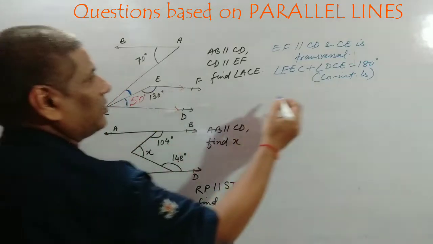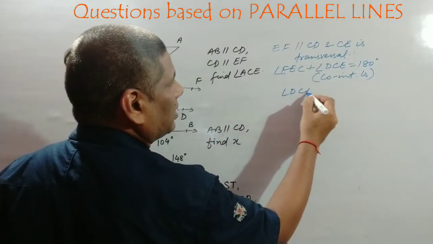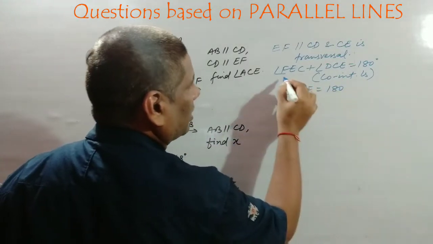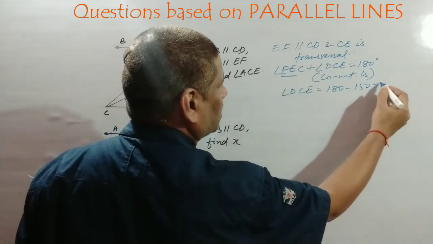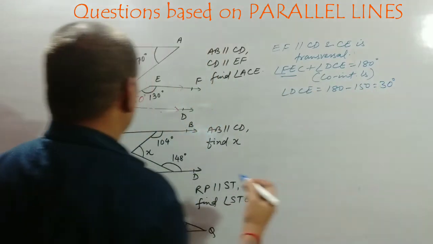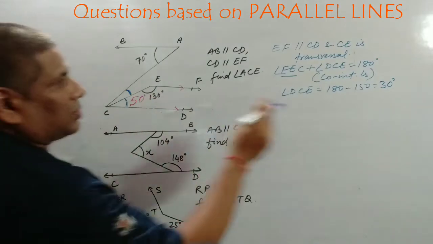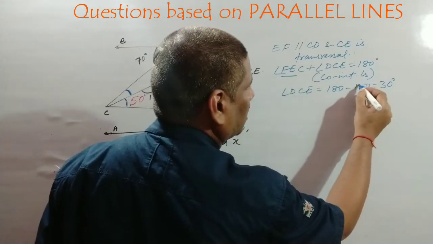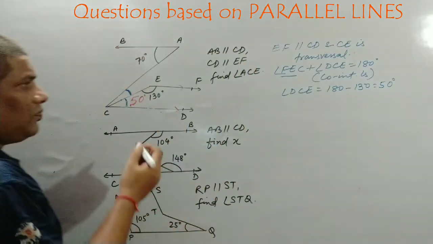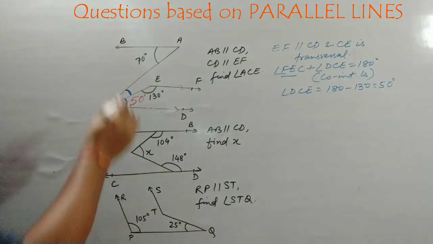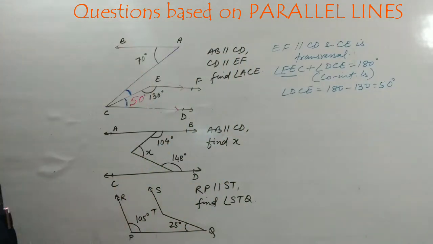So DCE will be 180 minus 150, so this is 30 degrees. Sorry, this is 130 here, so this is 50 degrees here. Again let us see, BA is parallel to CD and AC is a transversal here.